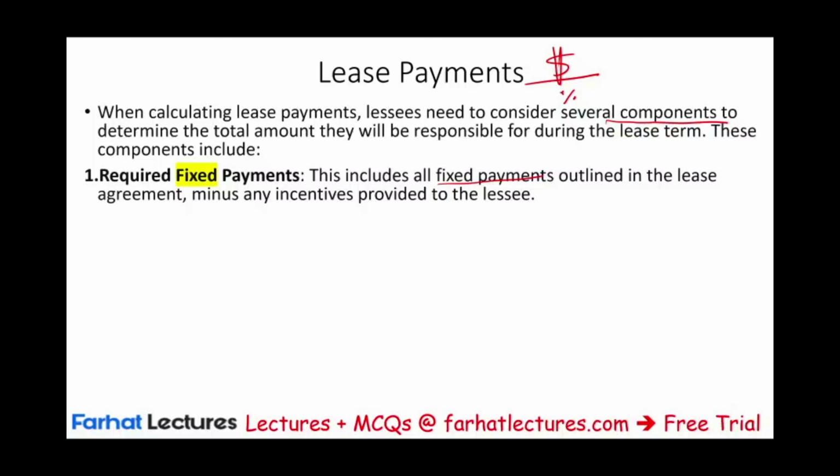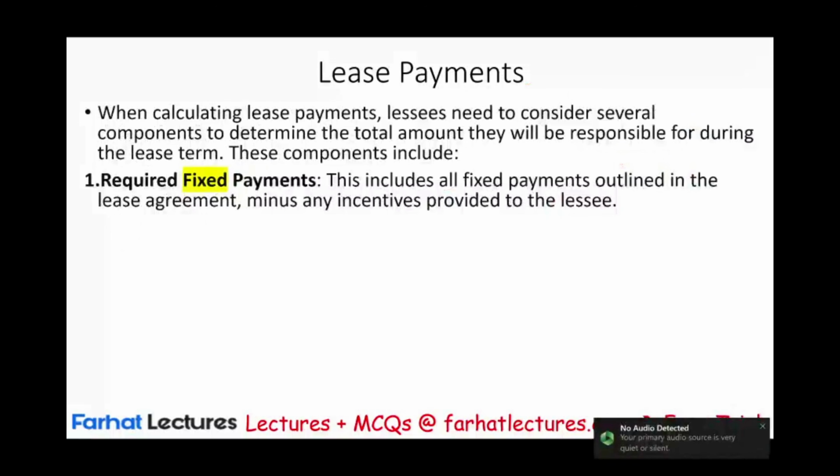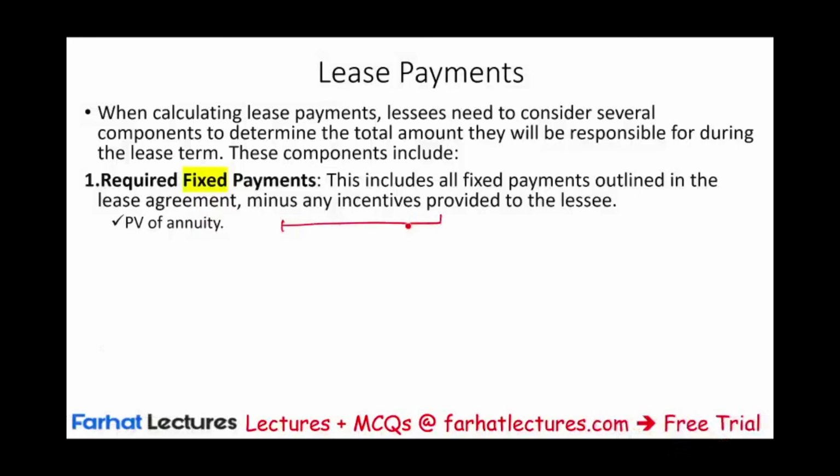Well, what does that mean? In the lease, they would say you are responsible for paying $5,000 per month. If they give you any incentive, for example, the first month I'm going to give you $1,000 off, you would take out the $1,000. Simply put, we take the payments and we compute their present value. So if you have a series of fixed payments, we compute them using the present value of an annuity, assuming they're all the same. Otherwise, we have to discount them separately.